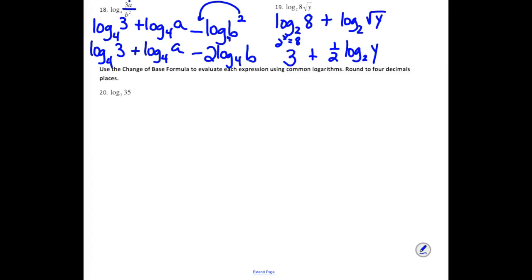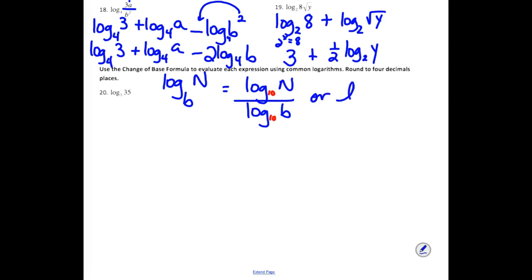Question 20 deals with the change of base. The change of base formula says if you are taking the log of some base of, say, n, we can redo that. We can take the log of n divided by the log of our base. And we just have to convert it to some other common base. So in this case, we are using base 10. We could also use base e because we do have a key on our calculator that will do that. So we could do the natural log of n divided by the natural log of our base. Those will get us the same answer either way.